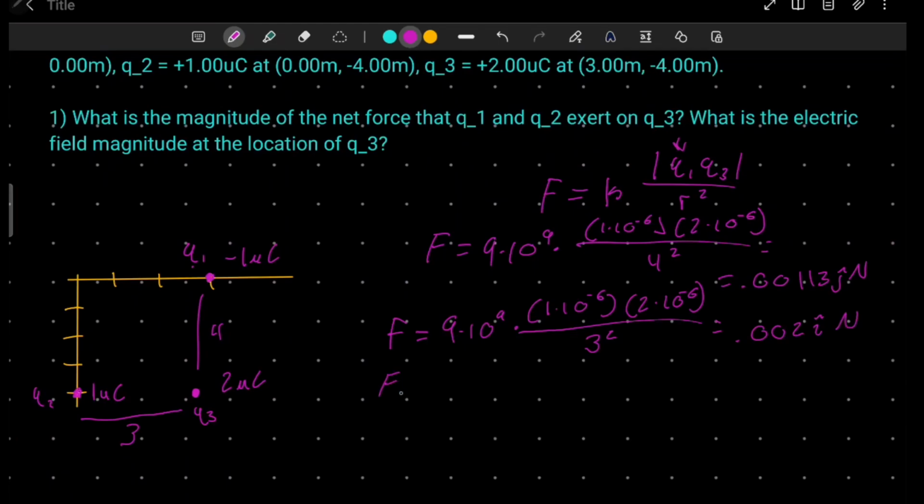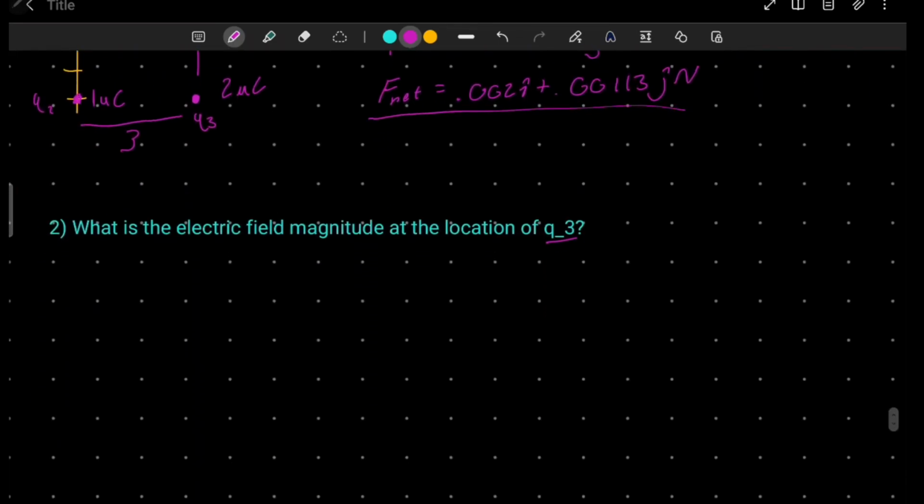So our net force is going to be 0.002 in the I direction plus 0.00113 in the J direction, newtons. So here's our final answer. Now, we'll move on to the next question.